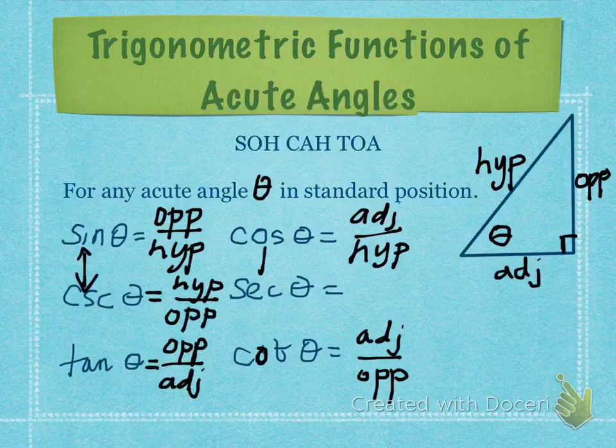Likewise, we can put the cosine, which has the co, and secant, which doesn't have a co, together. They're a pair, and they're reciprocals as well. So instead of having adjacent over hypotenuse, I get hypotenuse over adjacent.